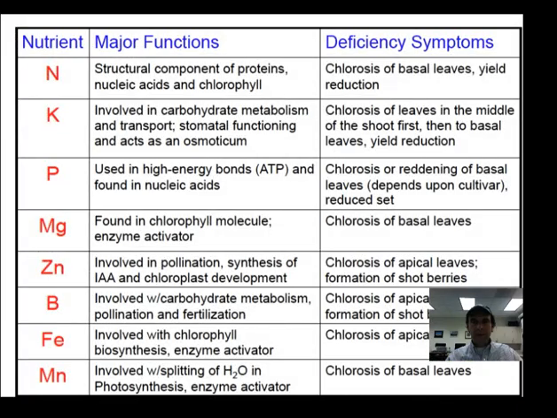So, last but not least, vines need food, and these are just some of the major nutrients and deficiency symptoms for that.